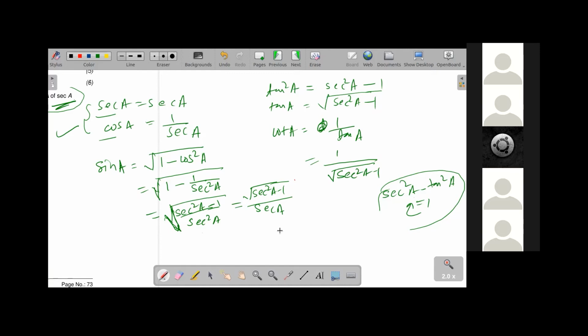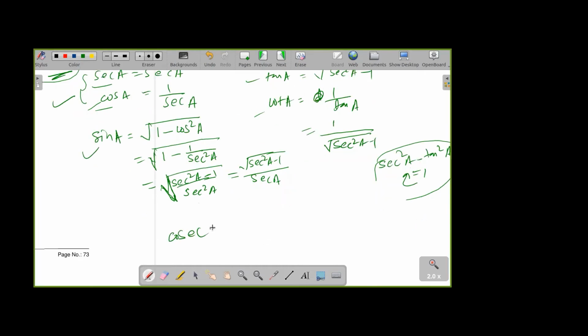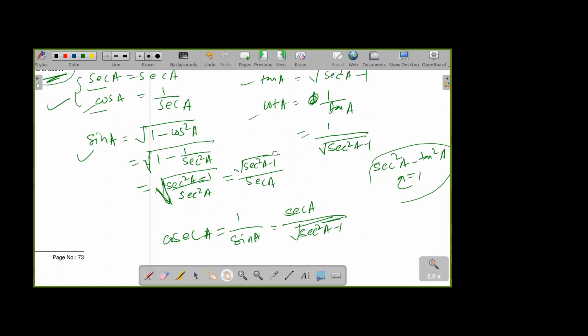And now what is remaining? We have done sine, cos, tan, cot. Anyone? Cosec A. We know cosec A and sine A have a reciprocal relation, so we can write 1 by sine A. For sine A, we have found the relation with sec, and it will be the reciprocal of this, so sec A whole divided by square root of sec square A minus 1. Okay, this is clear.